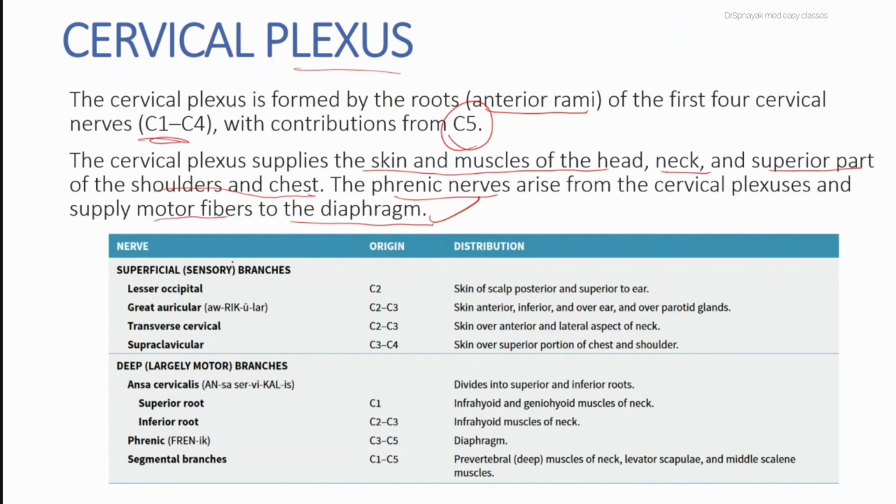And these are deep branches. The superficial branches are sensory, and the deep ones are the motor branches. And these supply the infrahyoid and geniohyoid muscles of neck, C2 to C3, C3 to C5, which involves the phrenic nerve, supplies the diaphragm, and then C1 to C5 overall supplies the deep muscles of neck, levator scapulae, and middle scalene muscles.